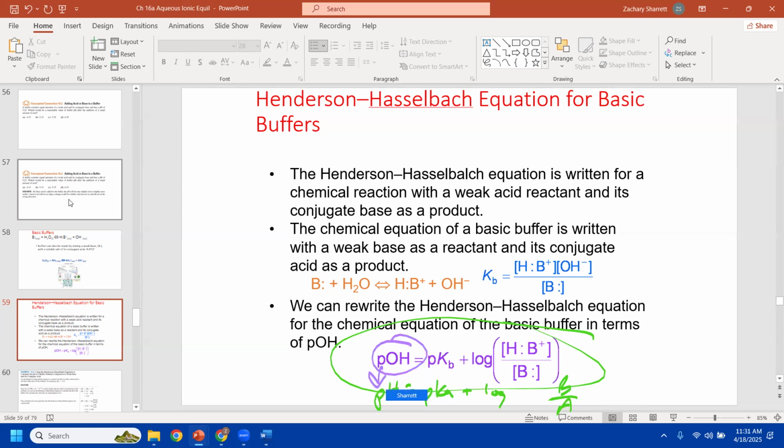pOH, that's the opposite of pH. pKb, that's the opposite of pKa. How is the log? Is it the same? What is BH plus in comparison to B? The acid is on the top and the base is on the bottom. So when we use the pOH formula, you put the acid on the top and the base on the bottom. Everybody see this? So you do the same things you were going to do, you just flip it a little bit. Everybody comfortable with that?